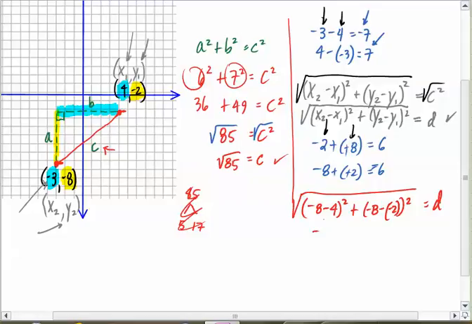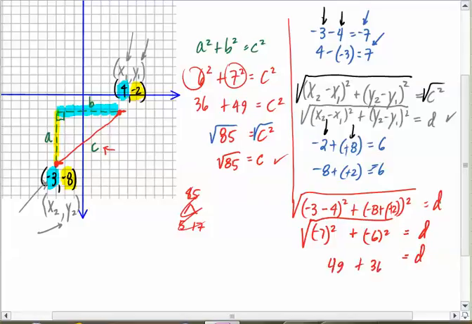Oh, heavens. Sorry about that. That was supposed to be a 3. Pardon me. Negative 3 minus 4, okay, so we get the negative 7 squared. And we get a negative 6 squared. That's going to be equal to the distance. All right, we get 49 plus 36. And we get our 85, radical 85.